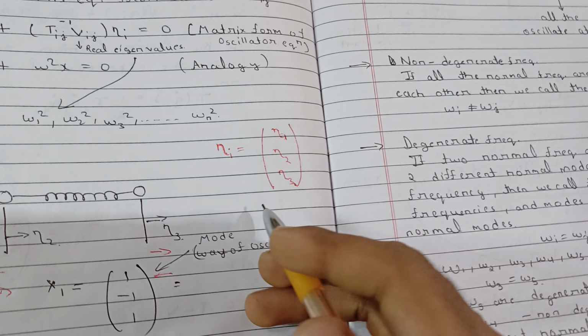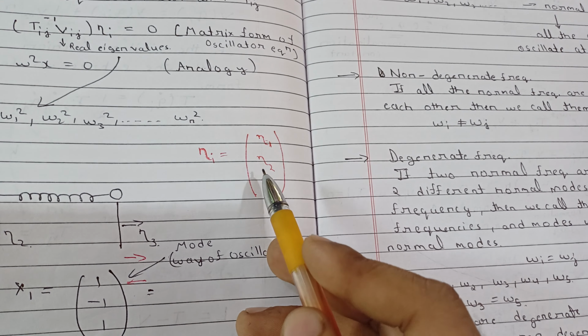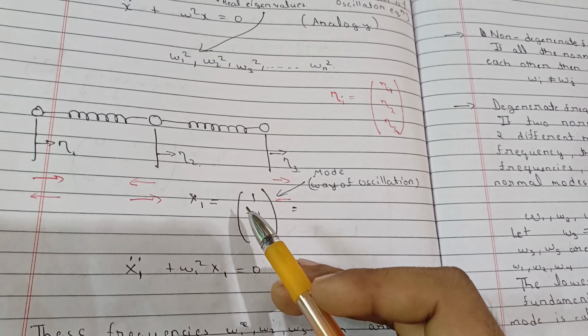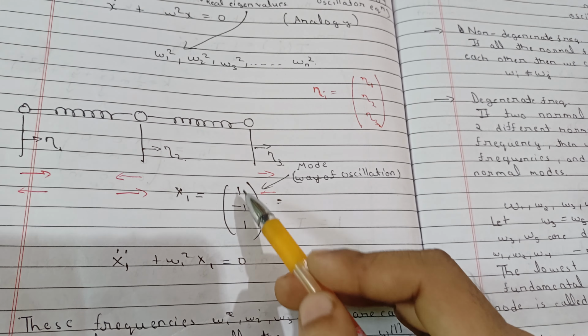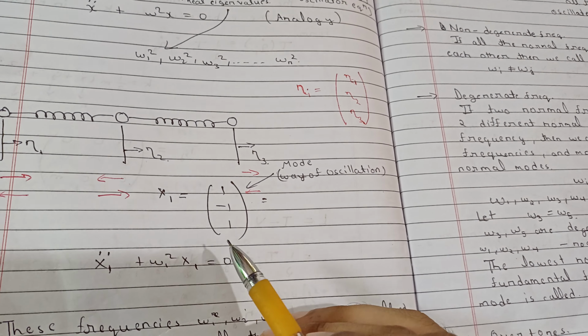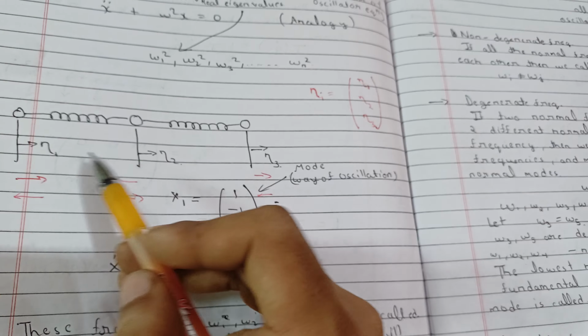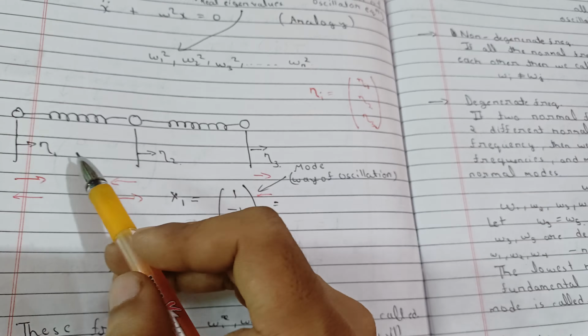I told you what the meaning of mode is. So eta I will be eta 1, eta 2, eta 3. These values tell you how the particle or the mass is oscillating. Just like the example I gave you, 1, minus 1: 1 and 1 means first and third are moving in the same direction, and minus 1 is in the opposite direction. So this is representing the displacement. A minus displacement means it is going in this direction, and a positive displacement means they are going in this direction. That's how we find the direction.